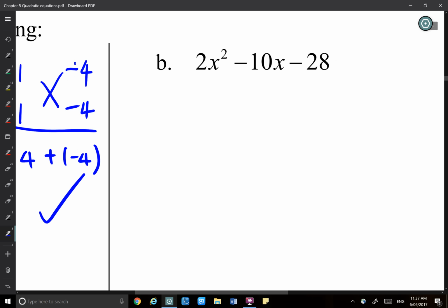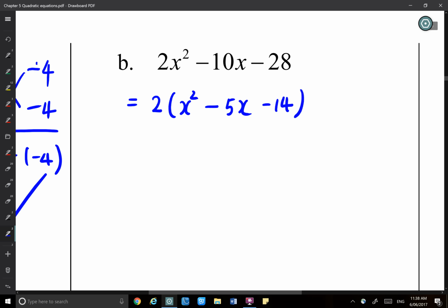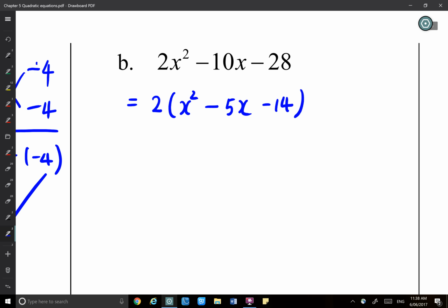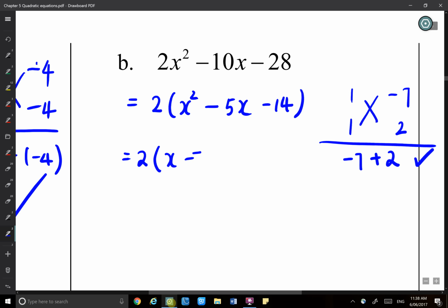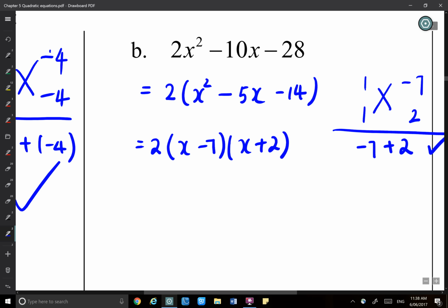Okay, the next one, you have 2 in everything, so you will take common factor 2 first. You always check whether there's any common factor or not. 14 is 2 and 7, or 1 and 14. But one of those numbers needs to be negative because you have a negative 14. What you want to make is a negative 5. So 1, 1, negative 7 and 2. It's a negative 14. Check: negative 7 plus 2 is negative 5, which is correct. So 2x minus 7, x plus 2.